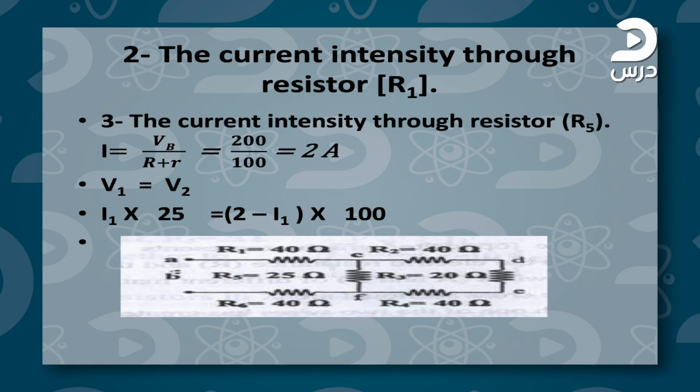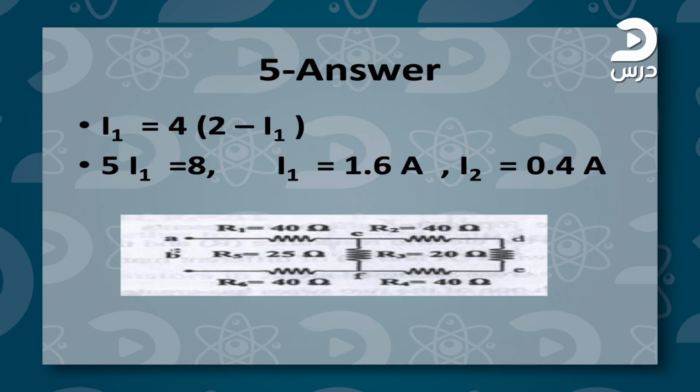Here, since V1 equals V2, I1 R1 equals I2 R2. The I2 here is 2 minus I1, multiplied by the total resistance 100. So we can say I1 equals 4, 2 minus I1, so 5 I1 equals 8. So I1 equals 1.6 ampere and I2 is 0.4 ampere. The I1 passes through R5, 1.6, and the I2 passes through R2, R3 and R4, 0.4 ampere.